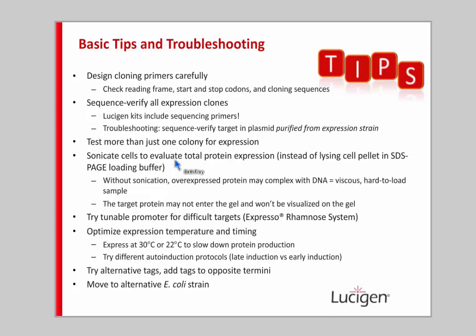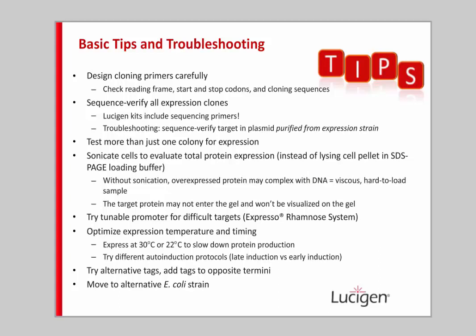Without sonication, the overexpressed protein can actually become entangled with the residual DNA from the host cell, and that makes a very viscous sample that may not enter the well and may not allow the target protein to even be visualized on the gel. We see this all the time. And these results are very deceiving because it looks like there's no protein there, and it actually is. It just didn't make it into the well or make it into the gel. So if you sonicate, that breaks up those protein-DNA complexes and allows a true visualization of total protein. There are some other very useful tips here, but I really wanted to mention those two that we found very helpful here at Lucigen.